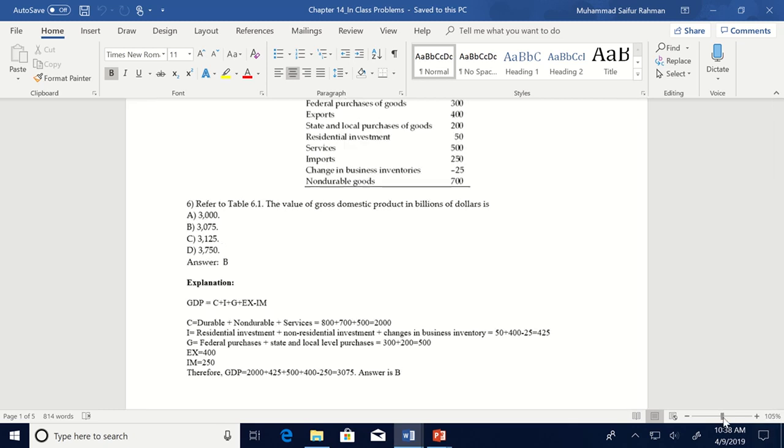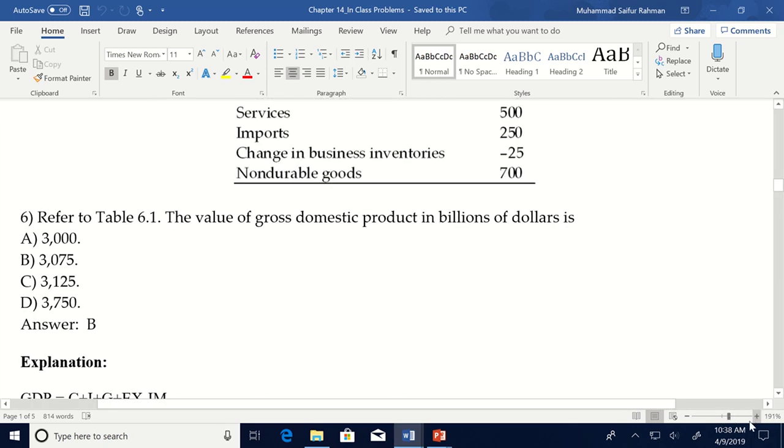Can you guys all see from the back side? Can you see it from the back side?